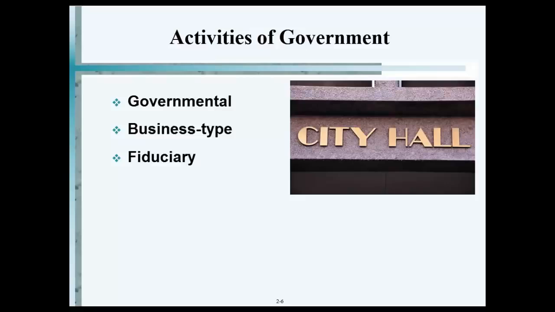And then what are fiduciary activities? They are your trusts, right, where pension trust funds are big, and we'll take a look at some other ones too. But right now, I want you to just understand the three types of activities that governments are involved in.